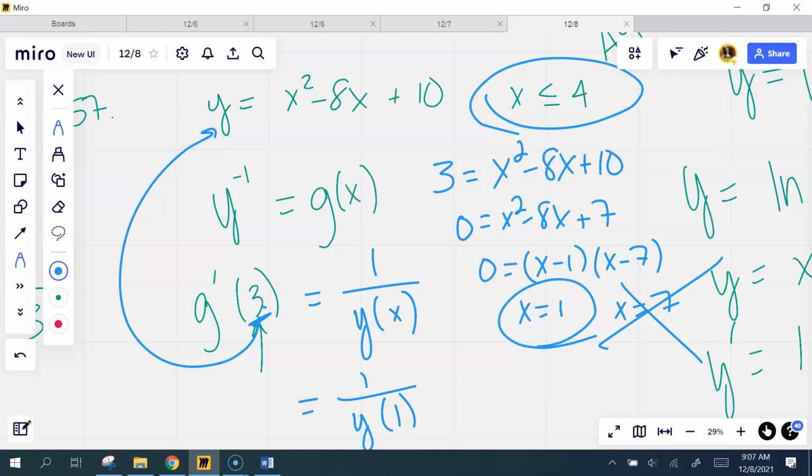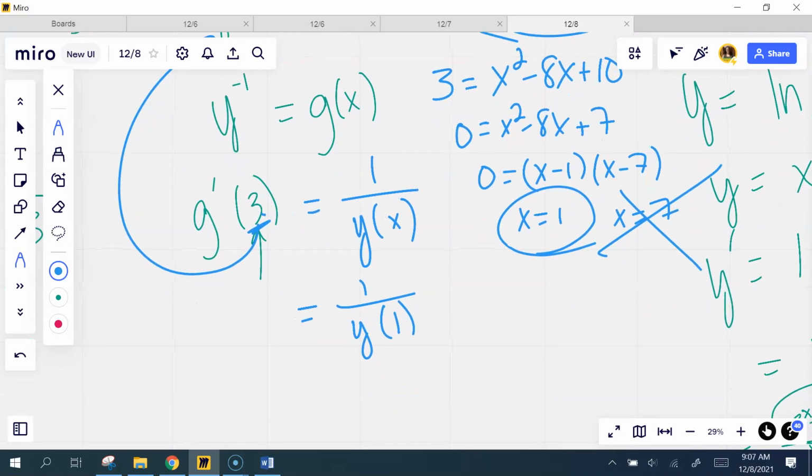What? That's what I was wondering too. Okay, because yeah, inverse is different. Inverse is not a negative one exponent. That's just notation for inverse. I can see where that's confusing though. So y of 1, of course, is 1 squared minus 8 plus 10, which would be negative 7 plus 10, which is 3. So 1 over 3.